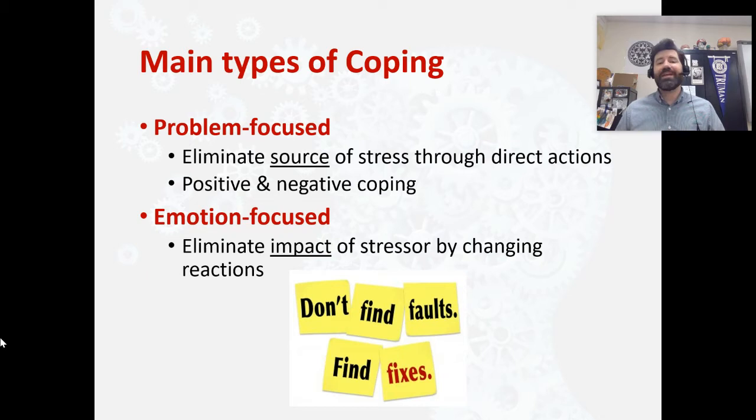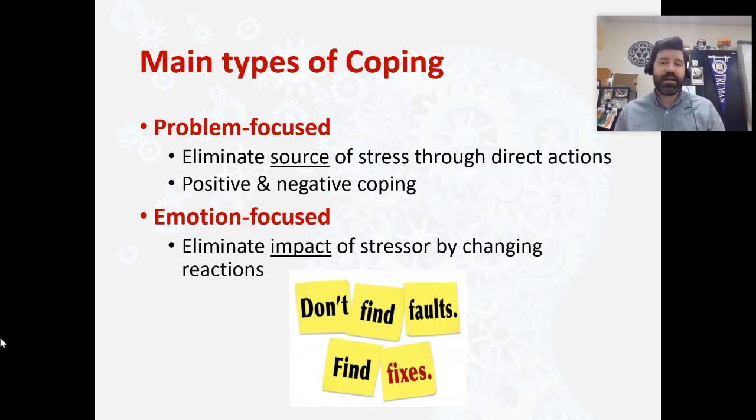Well, there's two main types of coping. We have what's called problem-focused coping and we have emotion-focused coping. And frankly, it's pretty straightforward. Problem-focused coping is you are doing what you can to eliminate the source of the stress through direct action. So imagine for a moment you've got a really, really stressful exam coming up in school. Well, a problem-focused approach would be to study for the test, right? You are attacking the source head on, and that can help alleviate stress.